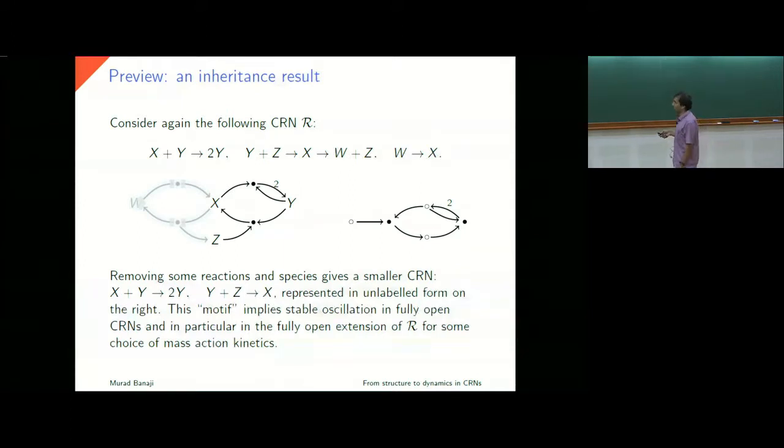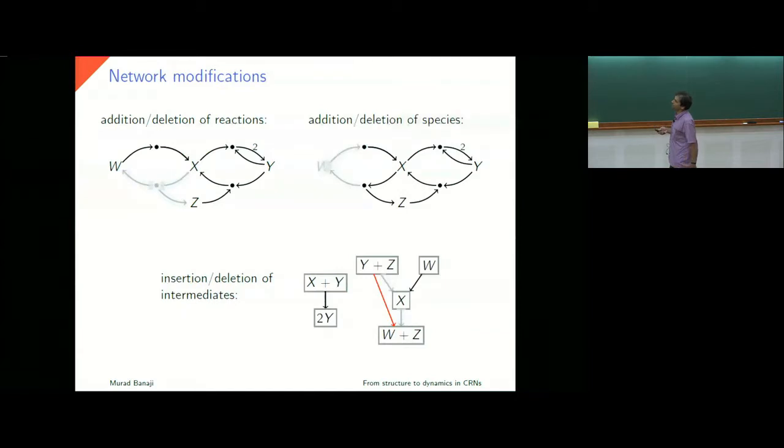Obviously, the result is not about this particular motif. It's about how, if you find a motif in a fully open network, and then you look at the full network, certain behaviors of that motif will also transfer into, will translate into, behaviors of the full network. I'll show you where that kind of result comes from.